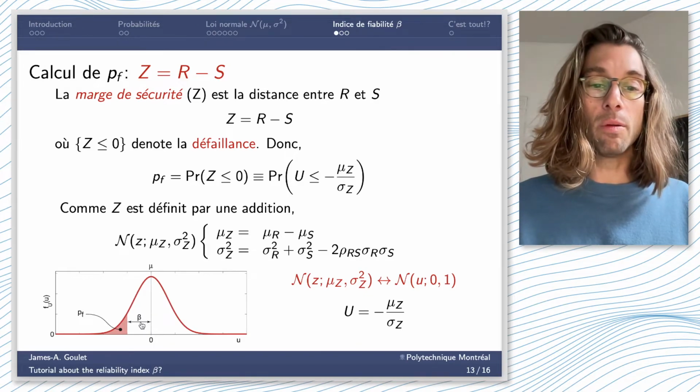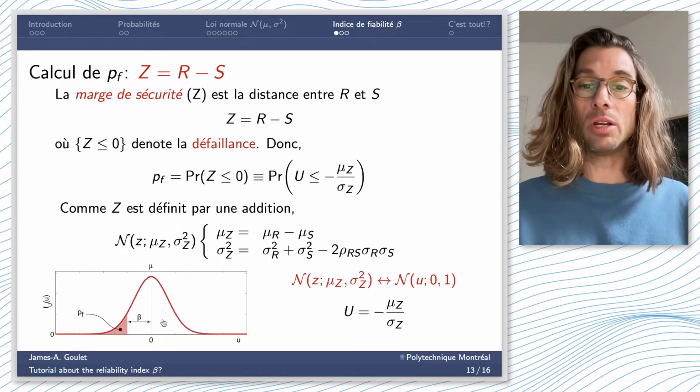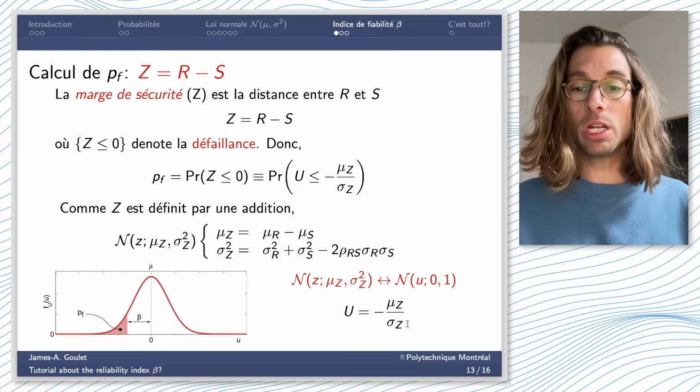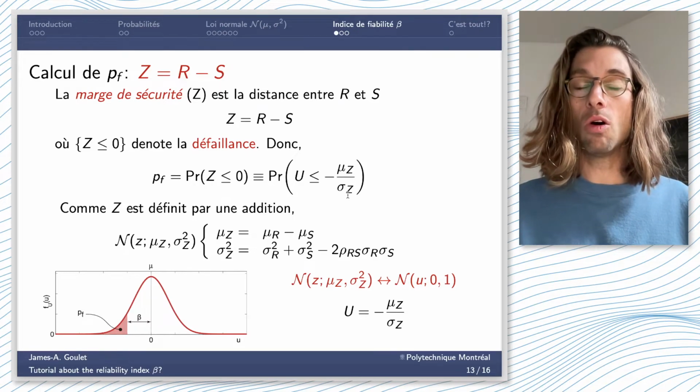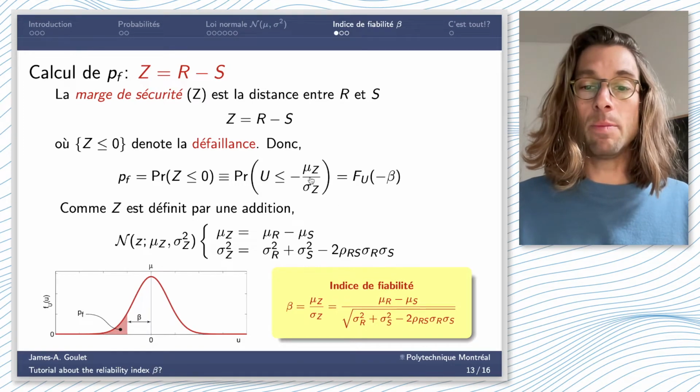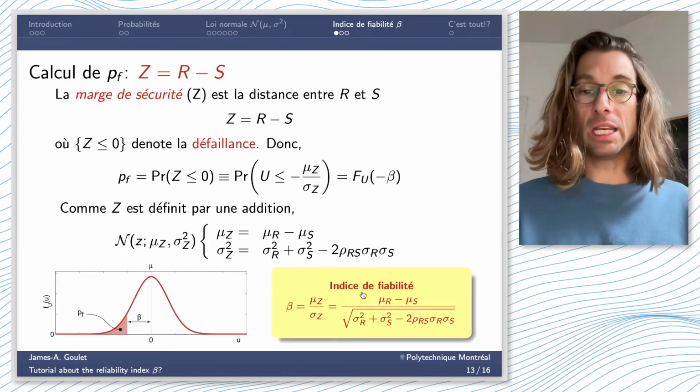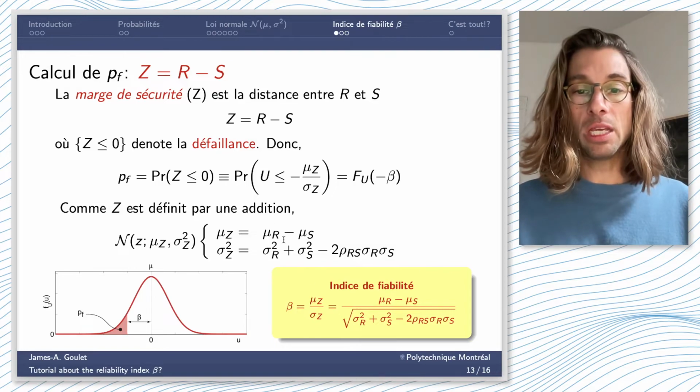Okay, so evaluate for a standard normal random variable, which has a mean 0, standard deviation 1, and we look at a distance of minus beta from the origin, where minus beta is what? Is minus mu Z over sigma Z. And that beta is our reliability index. So mu Z is what we obtain here. Sigma Z is the square root of the variance we can obtain here.